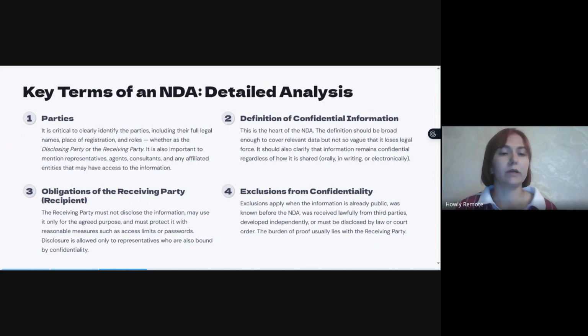In general, the receiving party must prove that one of these exceptions applies. This prevents misuse of the exceptions.